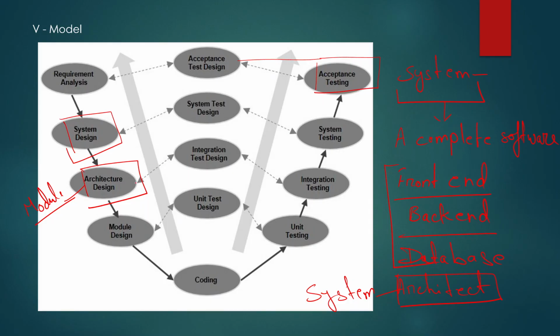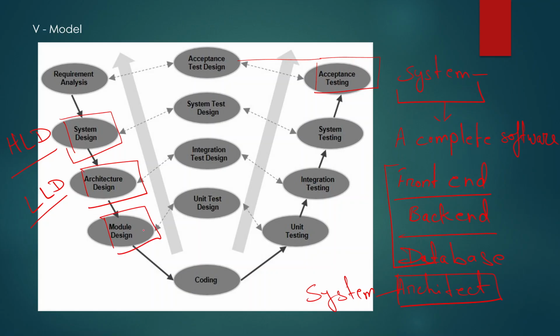So architectural design, this system design is HLD, high level design, where we are designing the complete system. And this architectural design is LLD, low level design, where we are explaining the features. And this is the module design.